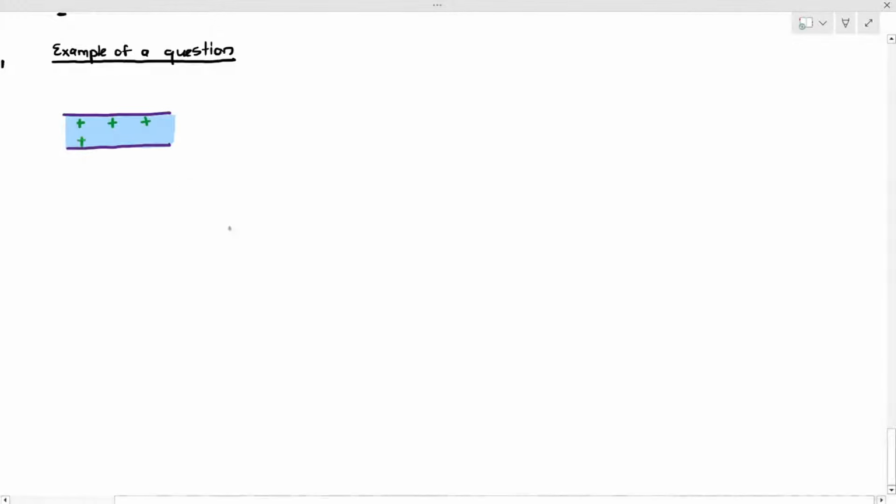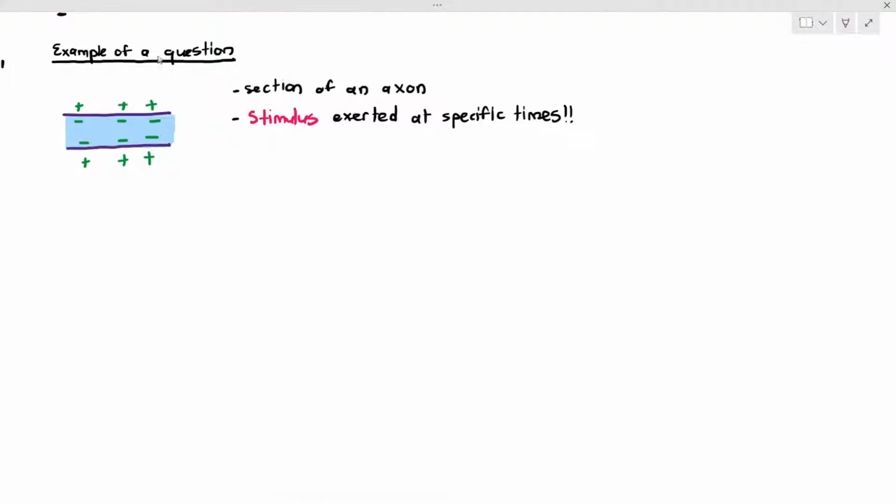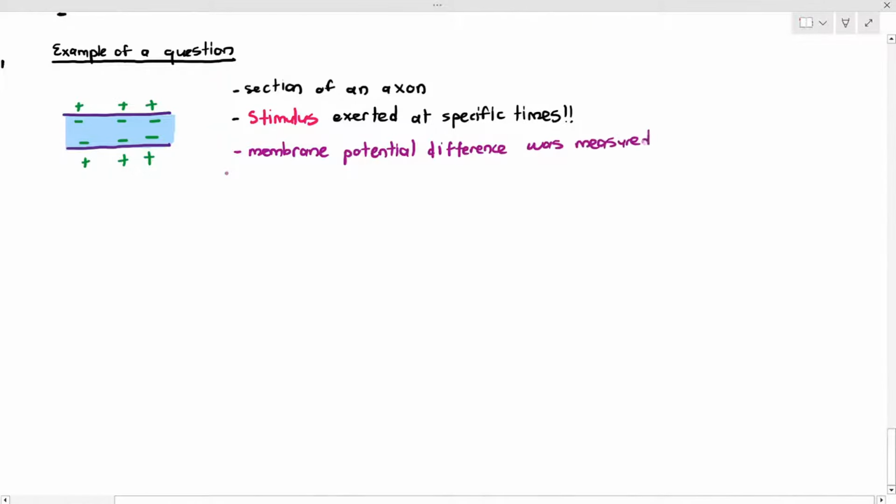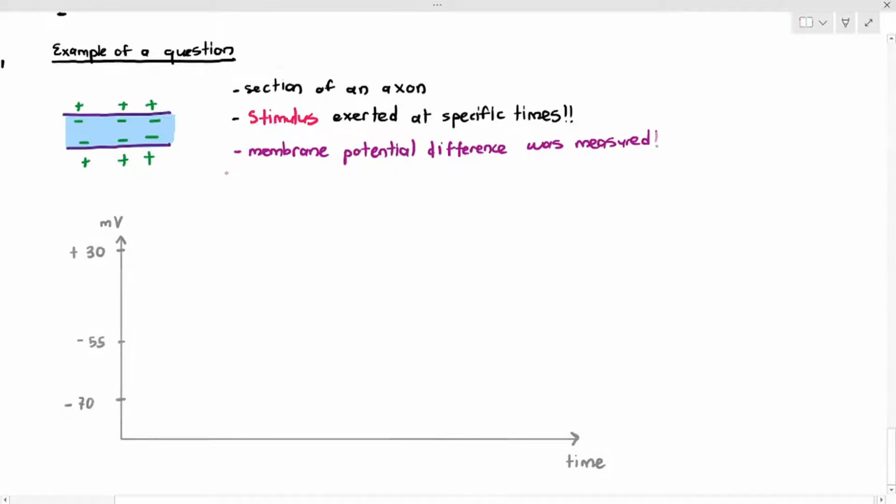Now you have an axon, and in the axon the membrane voltage was measured using special types of electrodes. You don't have to memorize that part, okay? What they did was they stimulated that section of the axon, and the membrane potential difference was measured after the stimulus was given. And over here, I'm drawing out the graph. Y-axis is the membrane potential, millivolts, negative 70, negative 55, positive 30, and then it's over a period of time.